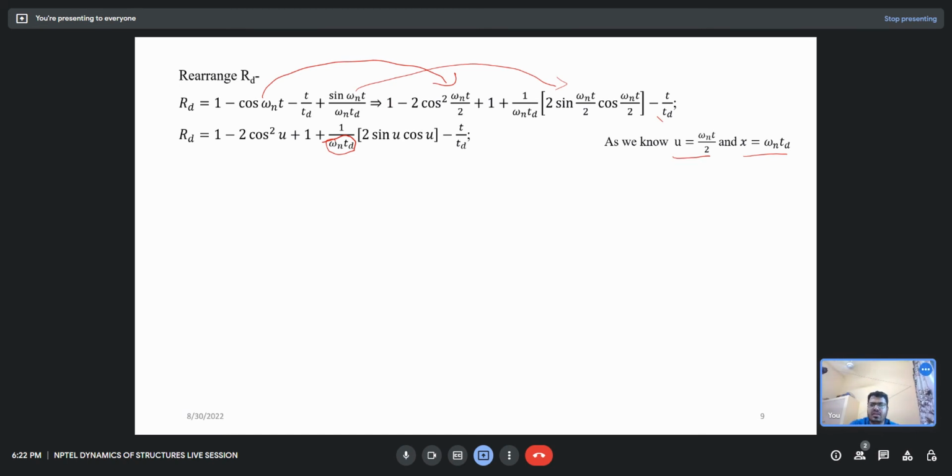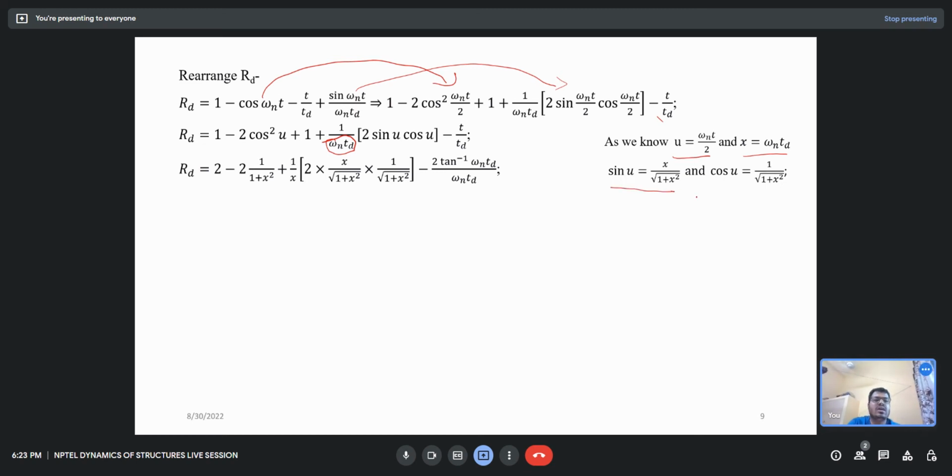So after replacing with this u, what is my sin u and cos u value? Sin u is this and cos u is this. So what is my cos u value? 1 over square root of 1 plus x square, so that will become a square, so that root becomes 1. This is the value of sin u, this is the value of cos u. If you rearrange the terms again, these terms will cancel out.